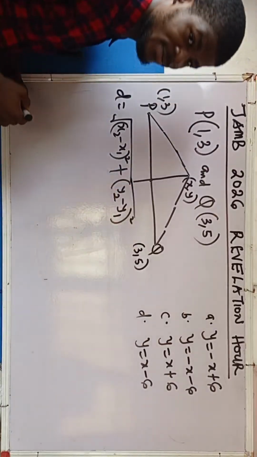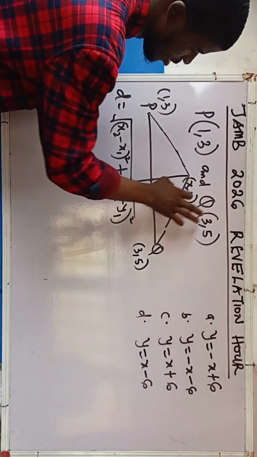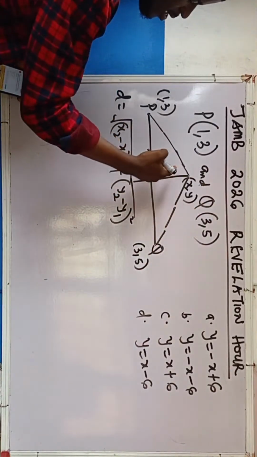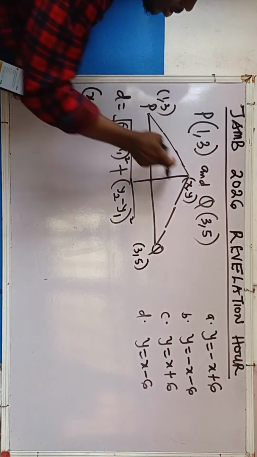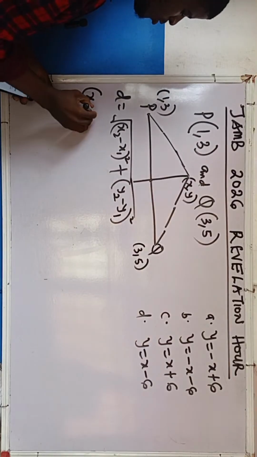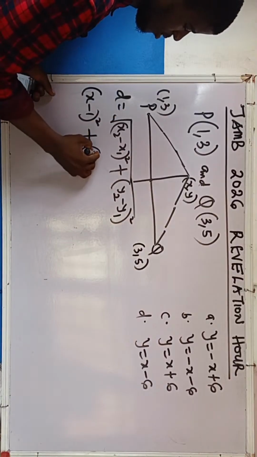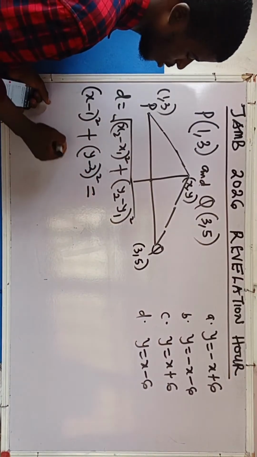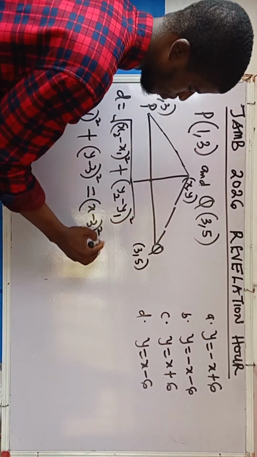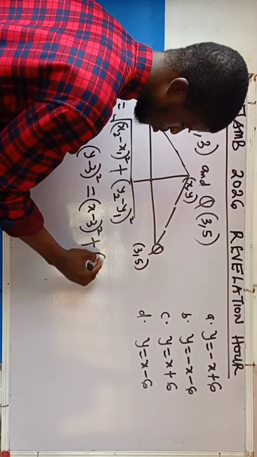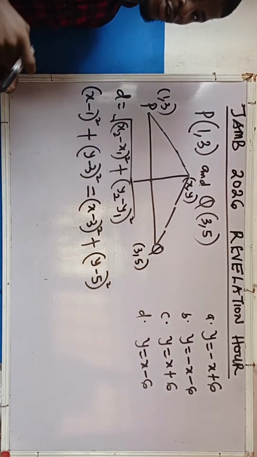You get it? So if the distance between this point is equal to the distance between these points, it's going to look like this. x minus x1, where x1 is 1, so we have (x minus 1) all squared plus (y minus 3) squared, is equal to, just watch me, (x minus 3) squared plus (y minus 5) all squared. Remember, we are trying to find the equation of locus.